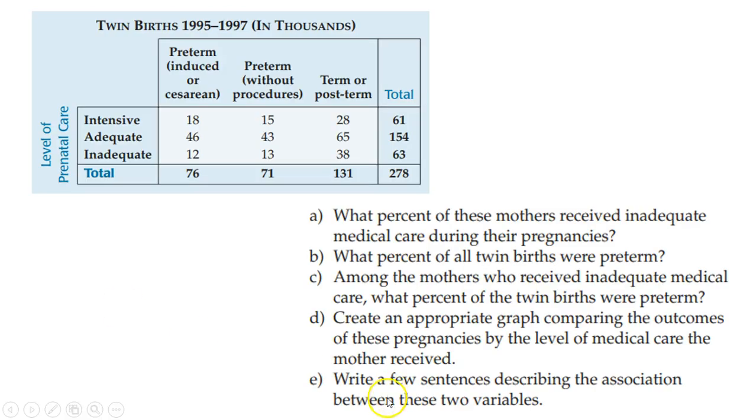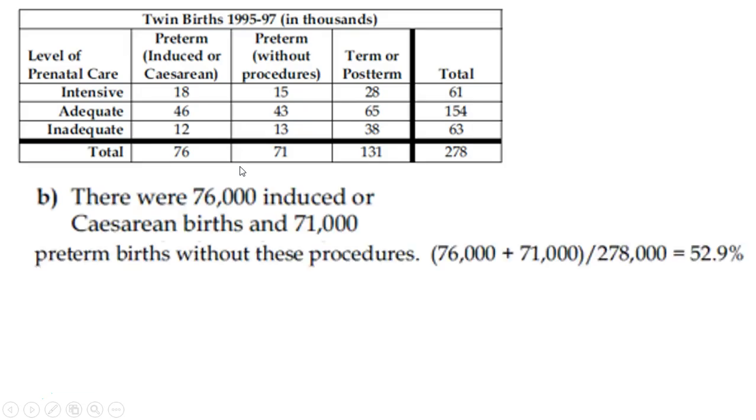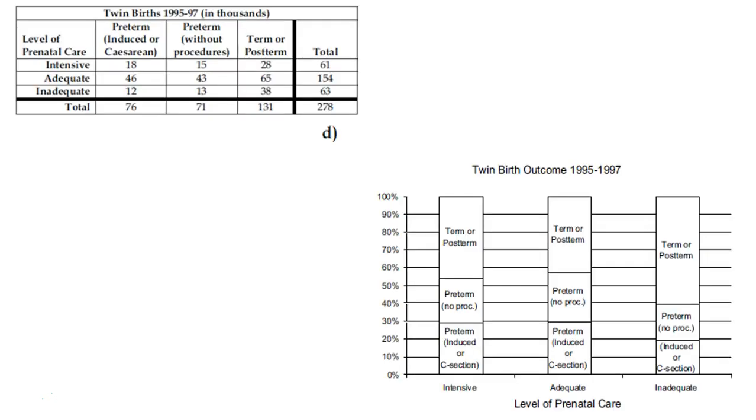Scrolling back here again. Create an appropriate graph comparing the outcomes of these pregnancies by level of medical care. So by level of medical care is what we're going to make it out of, across the board, and write a few sentences. So we're going to make the graph in accordance to medical care: intense, adequate, inadequate, right? We made it. So just taking each one and dividing is all they're doing by level of care. So they're coming up with these. And it looked like the people who had inadequate care, there was more inadequate care for people with postterm.